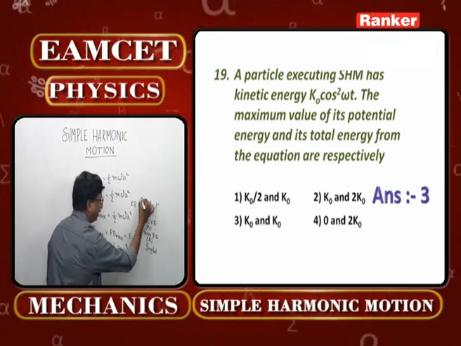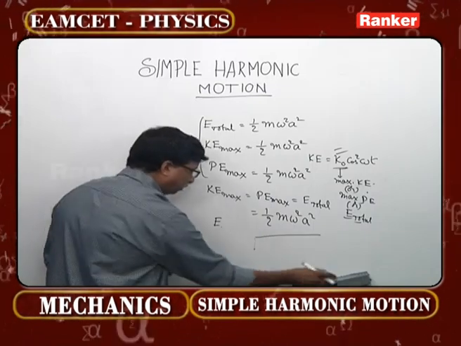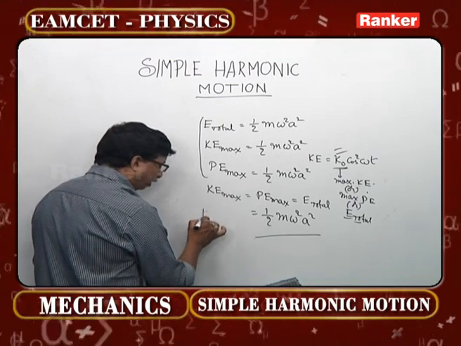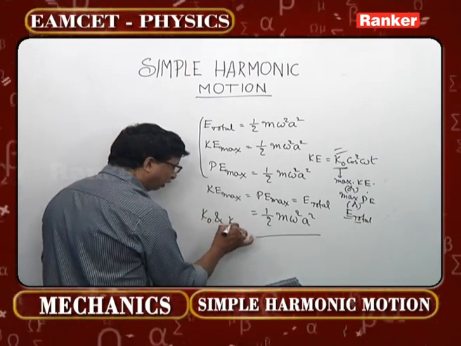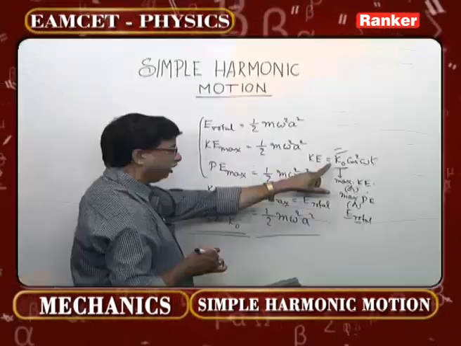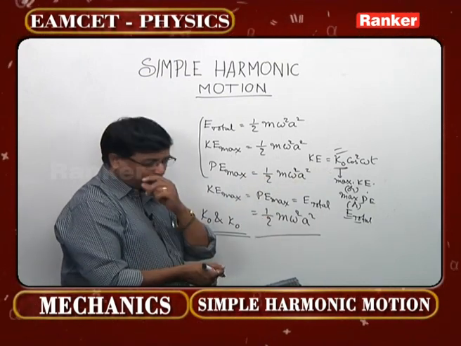What is total energy again? K0. So maximum potential energy is also K0 in this particular case, and the potential energy maximum also is K0. So K0 and K0 are the corresponding values for us. So no need for you to calculate anything. It's simply identification that matters. So what is the correct option there?